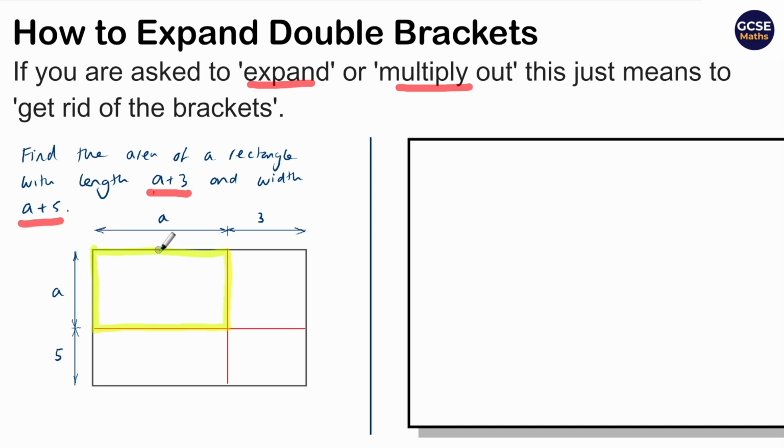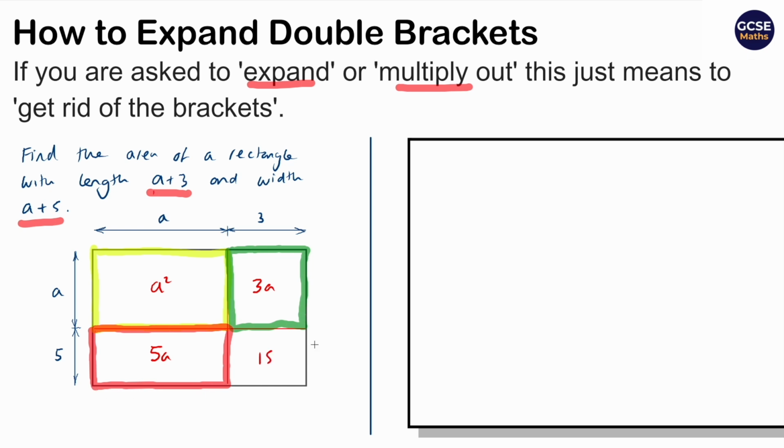If we start with the top section, we have got a times a, which is just a squared. Let's look now at this section. We have now got a multiplied by 3, which is just 3a. Let's look at this lower left section. We have now got 5 times a, which is just 5a. And the last one that's remaining here is just 3 times 5, which is 15.